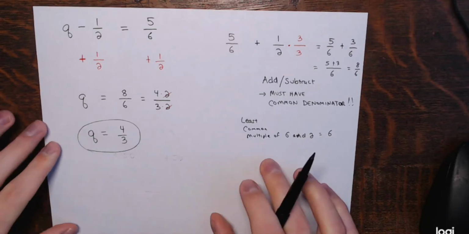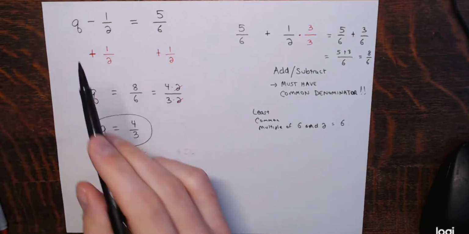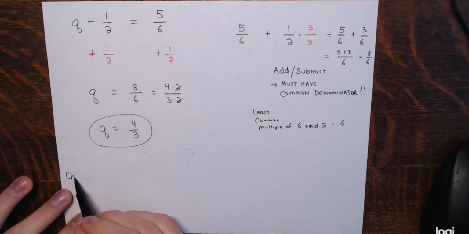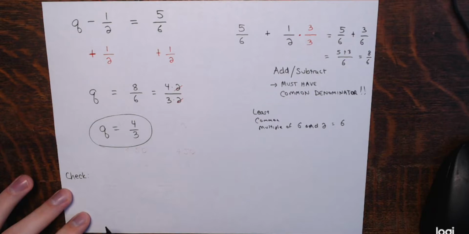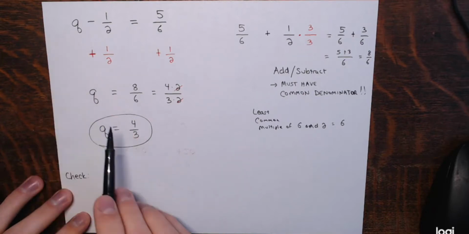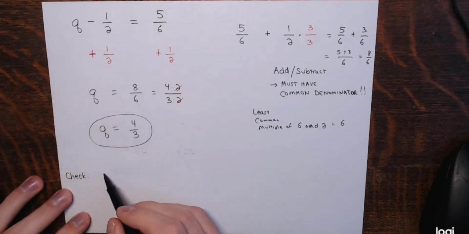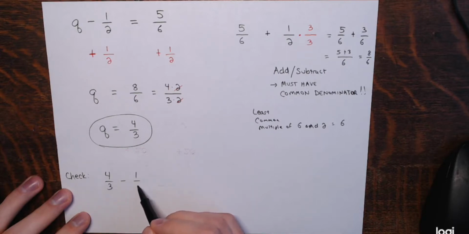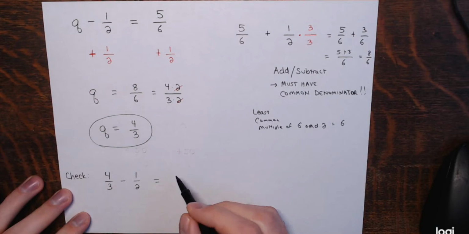And let's check this, right? I want to check them. You can do it mentally, but I'll check by hand here, just so we can practice some more adding and subtracting fractions. If I replace Q with 4/3, the left side becomes 4/3 minus a half. Is this equal to 5/6?